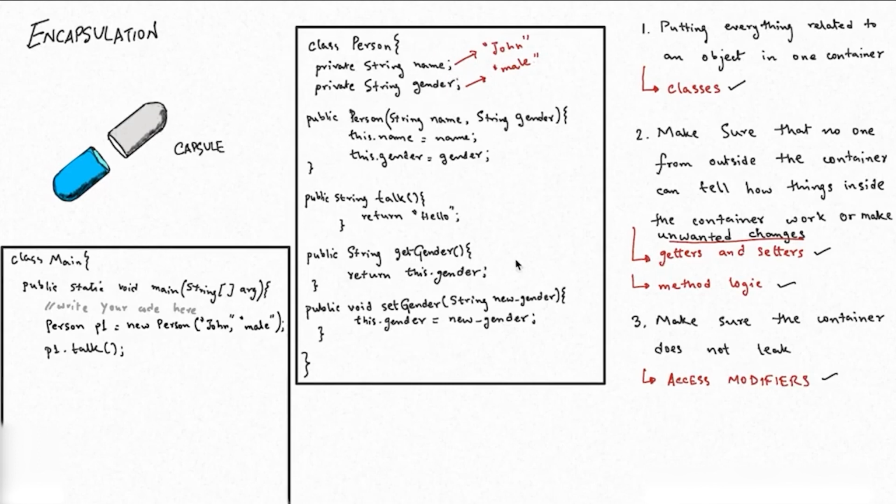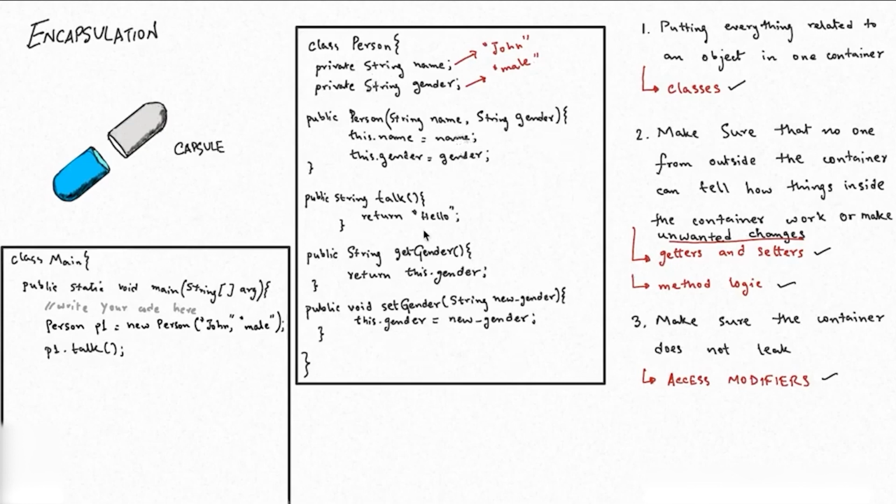All of this is being controlled inside the container. And nobody from the outside of the container can make unwanted changes. Nobody from the outside of the container can tell what's going on inside the container and how the logic works. And nobody can have direct access to the different variables. And so in this way, we are encapsulating everything that is important about an object inside the class. And this is encapsulation, making sure that everything related to a particular object's definition is perfectly controlled.